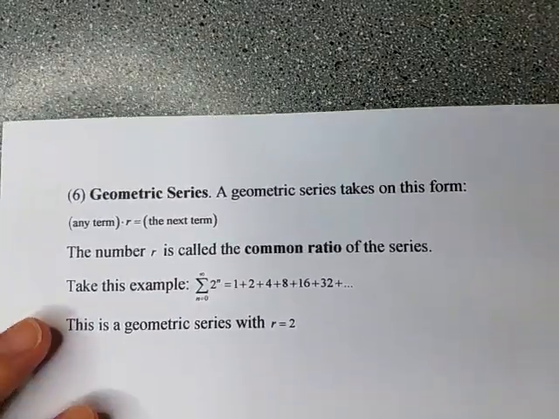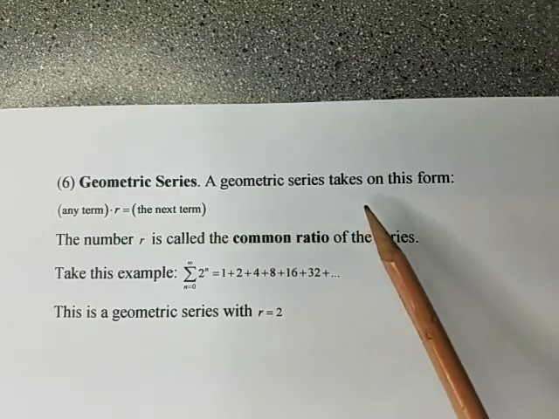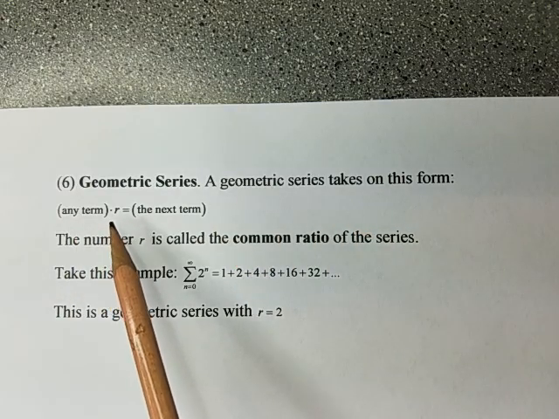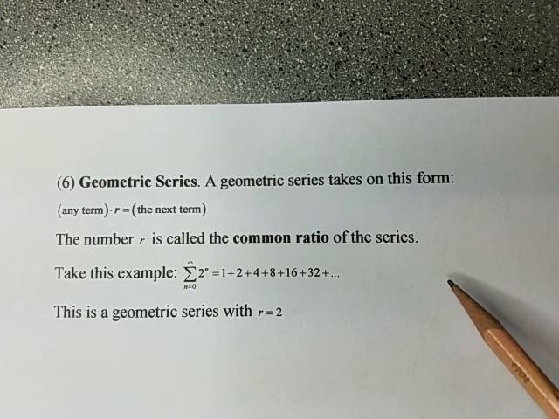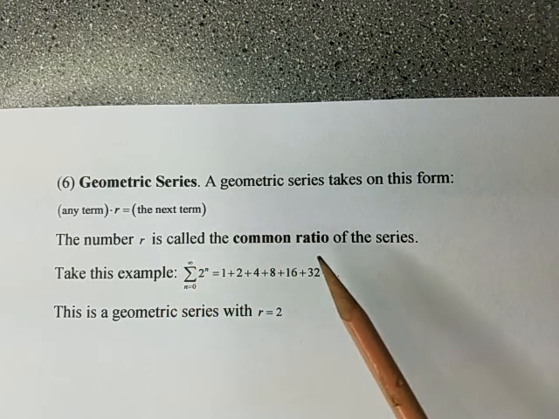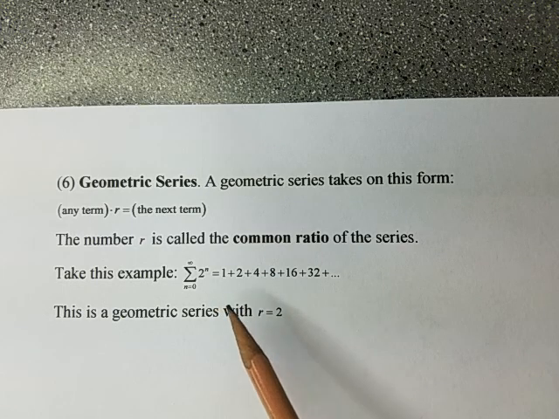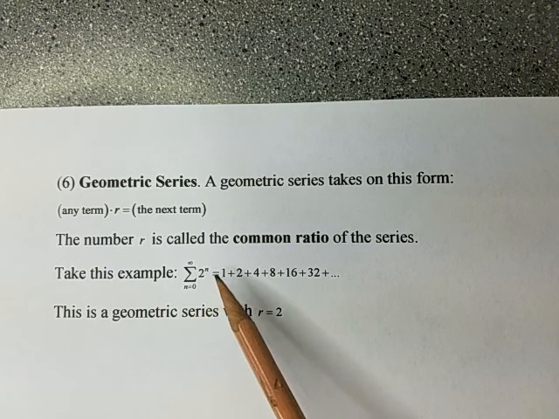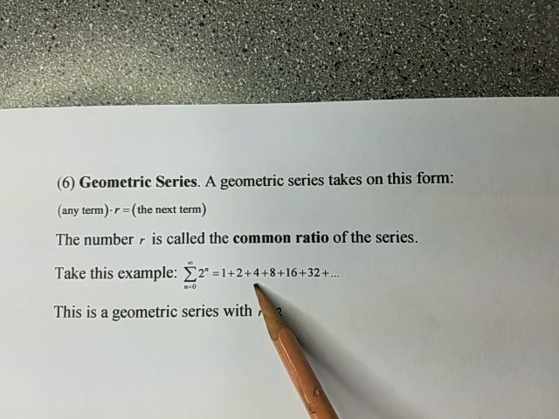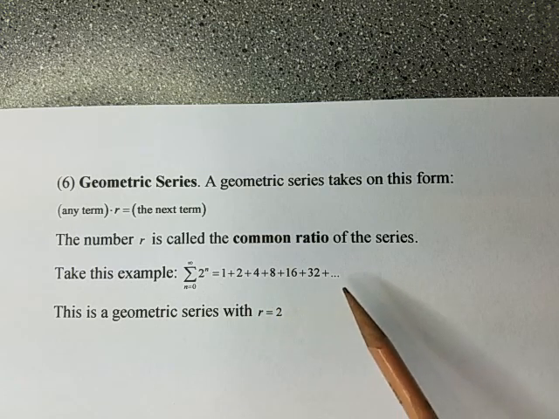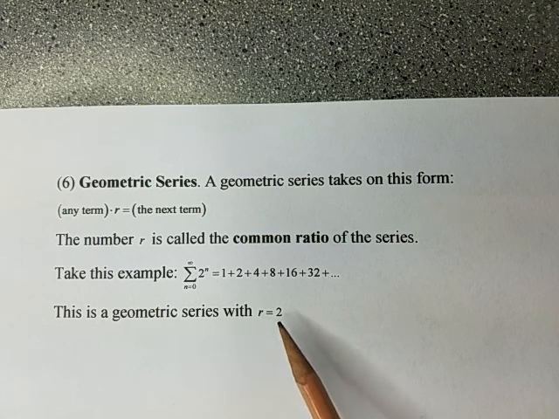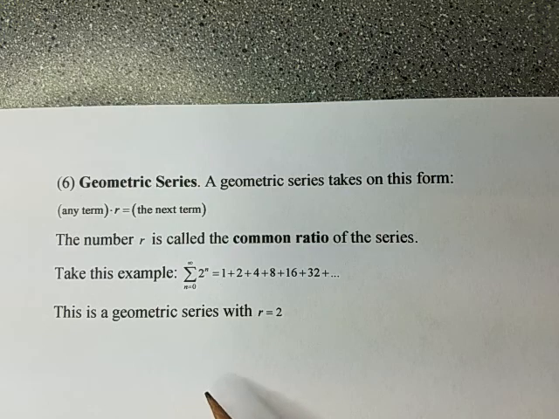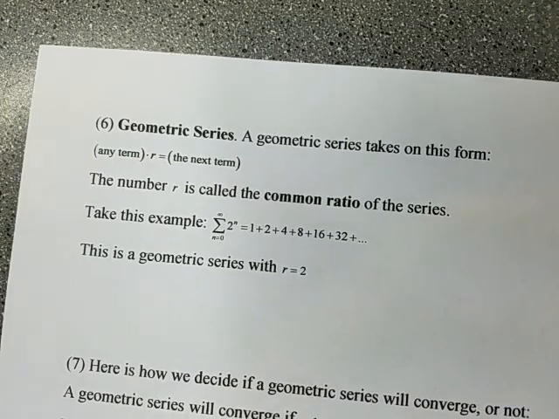Let's talk about geometric series. You should be able to recognize a geometric series. Any term times some number r will give you the next term in a geometric series. R is called the common ratio of the series. Here's a geometric series: the series from 0 to infinity of 2 to the n power. Start with 0: 2 to the 0 power is 1. 2 to the first power, second power, third power, fourth power. You get the idea. It goes forever. This is a geometric series, and r is 2. Any term times 2 gets you the next term every single time. That's how it works.